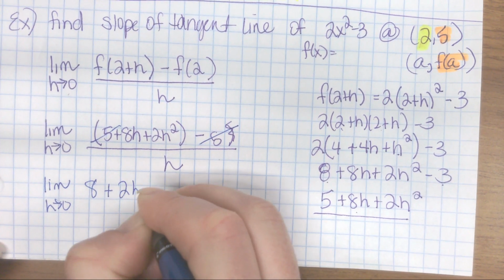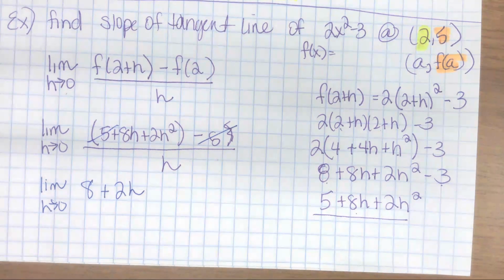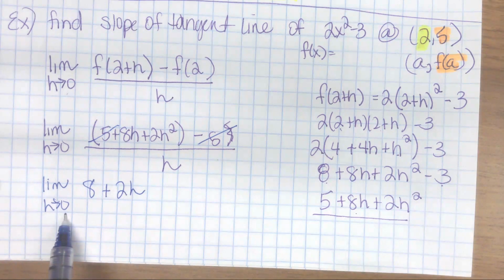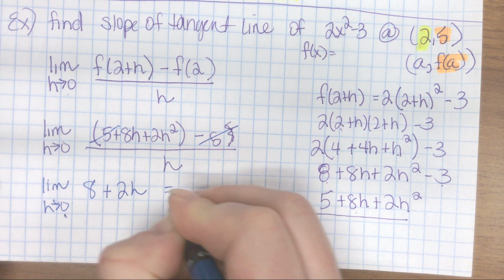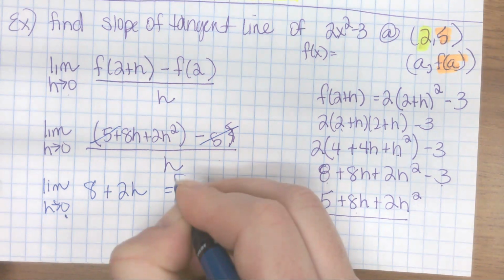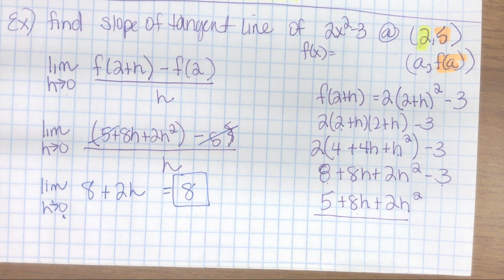I am able to evaluate the limit right now. I got the h's to cancel. Now let's plug 0 in for h. Okay. Now you might be thinking, what? That's a lot. What did I just find?